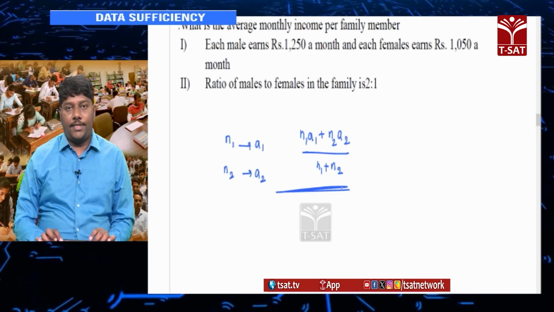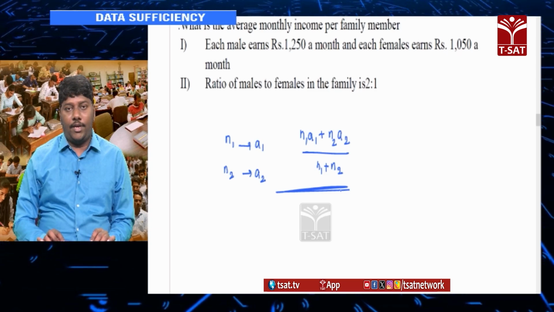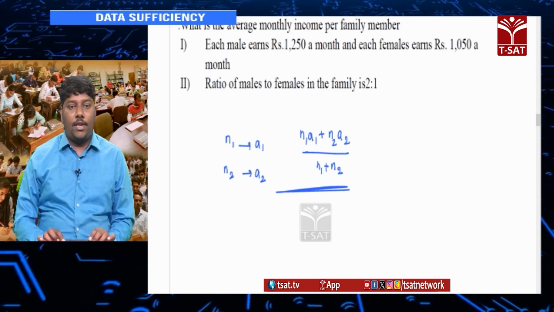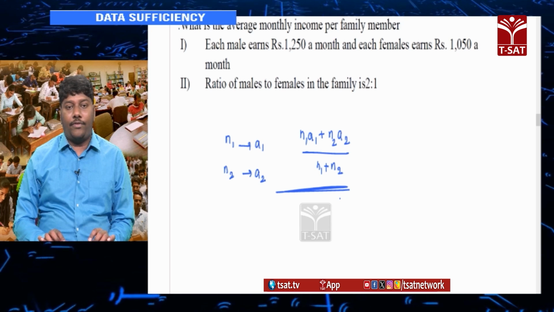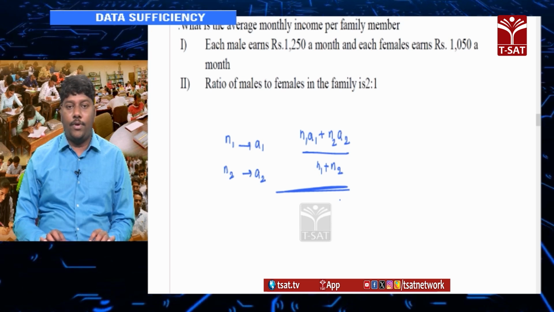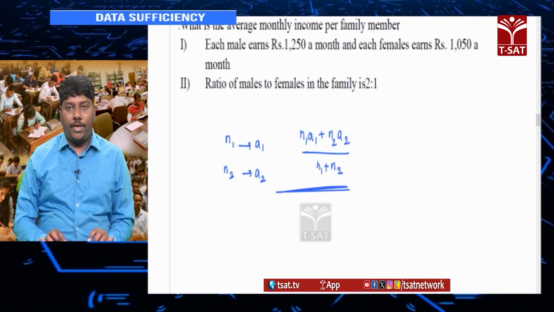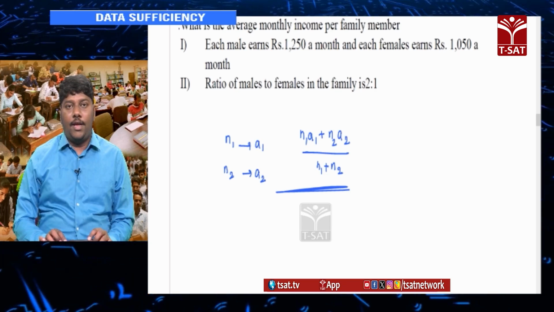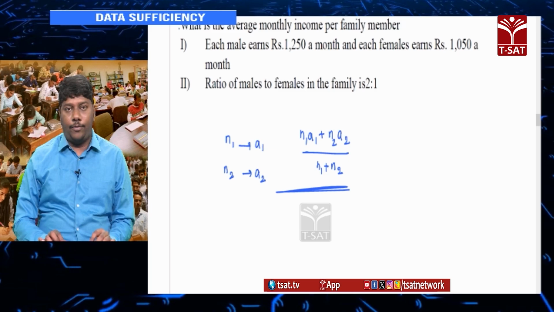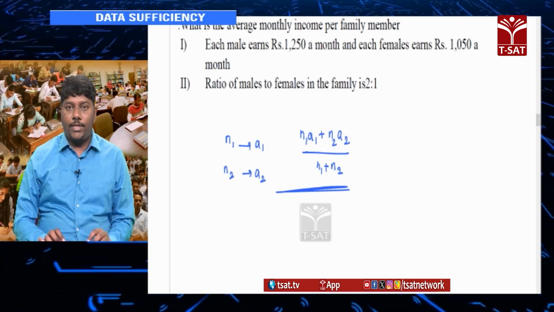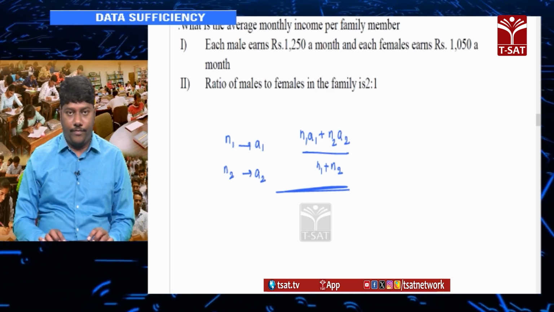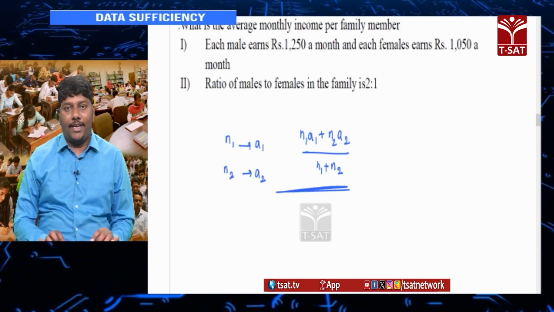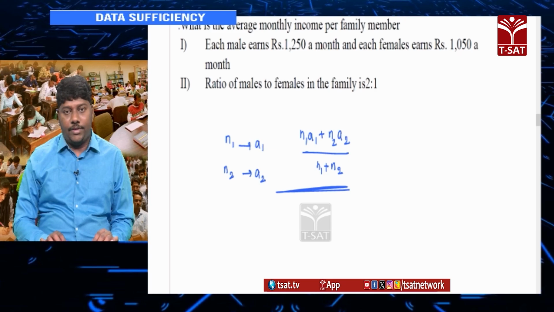In statement 1 he gives A1 and A2 values. By just knowing A1 and A2 values you cannot find out the answer. Therefore 1 is not sufficient alone. Now let's check 2. The ratio of males to females, he is giving you N1 is to N2 as 2 is to 1. Just by knowing the number of males and females, we can't find out the average salary. We should also know their average salaries individually, A1 and A2. So 1 is not sufficient, 2 is not sufficient, but when you combine both of them, that is sufficient. Therefore D is sufficient because you are getting the ratio and you are also getting their individual salary.